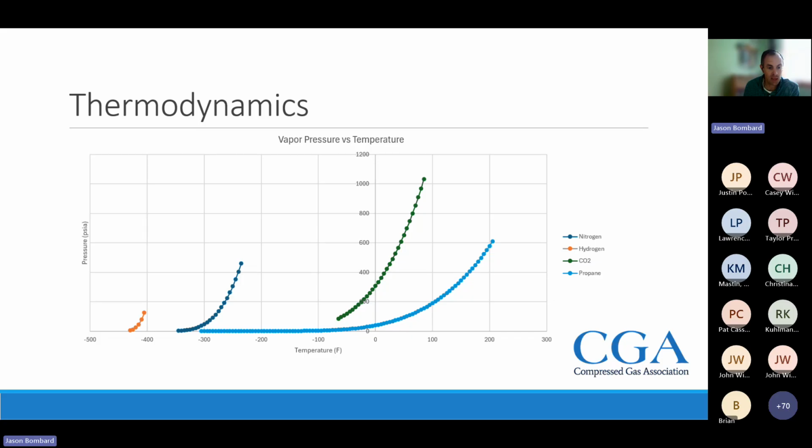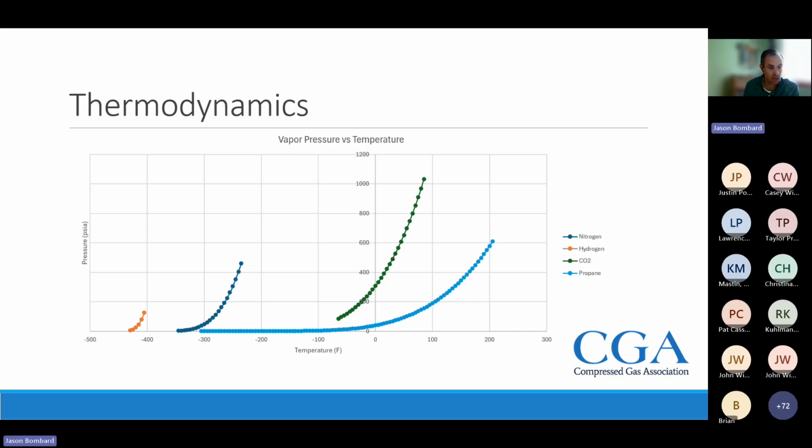So with that, you can ship propane as a liquid at ambient temperatures of 70, 80 degrees, whereas at that same temperature, CO2 is a very high pressure liquid or transitioning to a gas at that temperature. Nitrogen is always going to be a gas, and hydrogen, you're hard pressed to liquefy that.